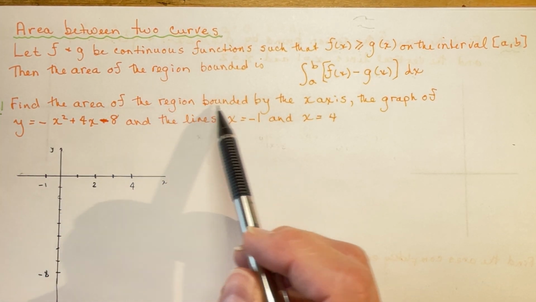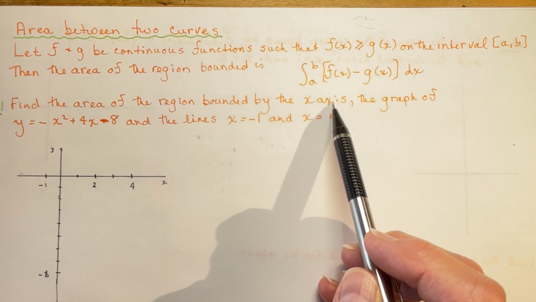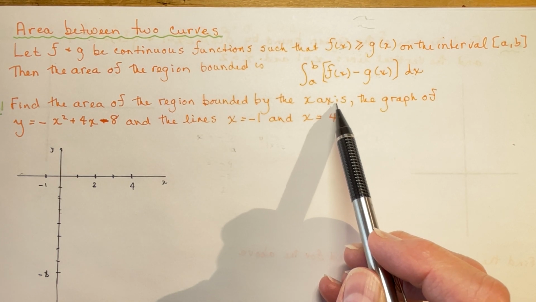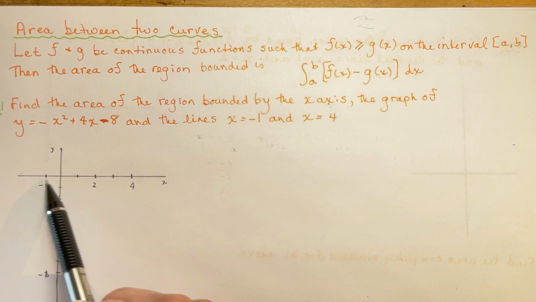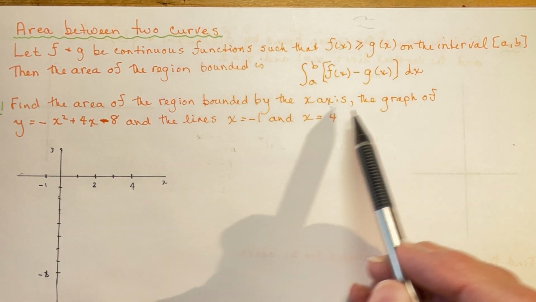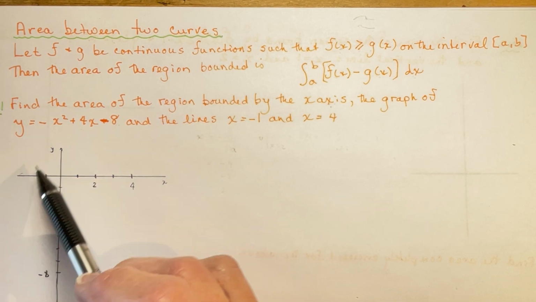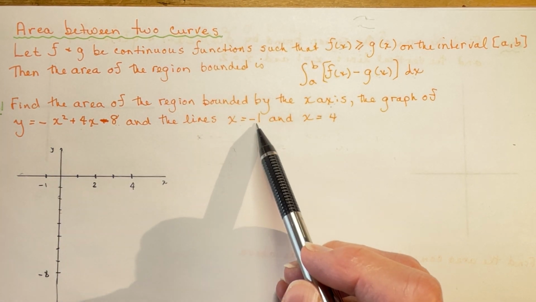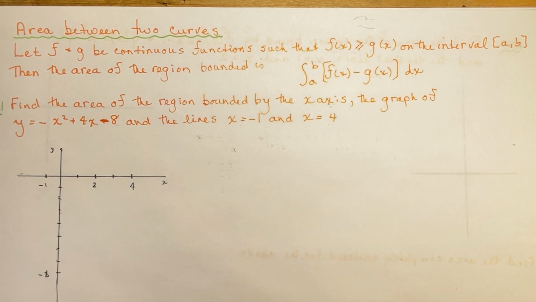Find the area of the region bounded by the x-axis. Now remember, the x-axis is the line or the function f at x equals 0, or the line y equals 0, because on this line everything has a 0, right? 2, 0, 4, 0, a point. The graph of y equals minus x squared plus 4x minus 8, and the lines x equals -1 and x equals 4. Okay, so pretty easy to start.